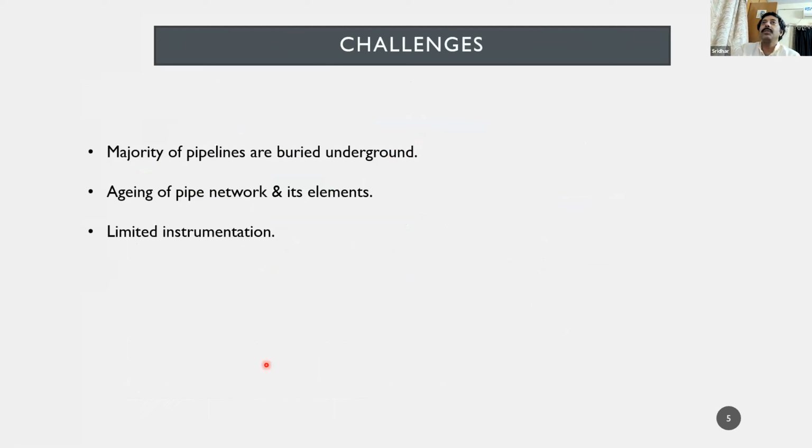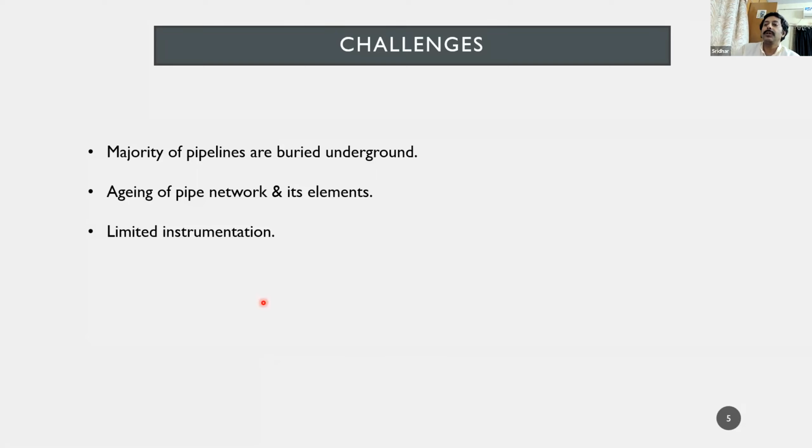So what are the challenges? Majority of the pipelines are buried underground. The pipe network is largely old. These are large infrastructure projects which are expected to last 50, 60 years. And most water networks have very limited instrumentation.